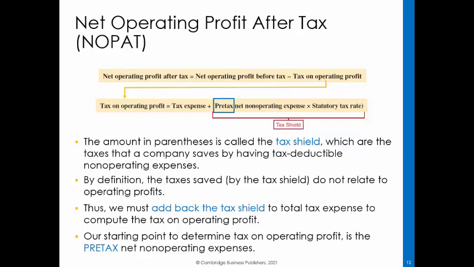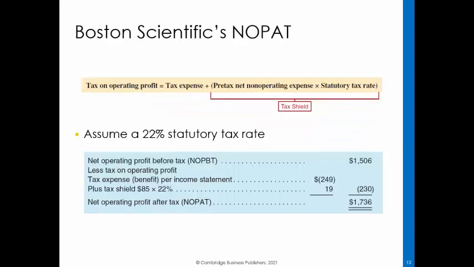It is important to note that for some companies with non-operating revenues and gains greater than non-operating expenses, the tax shield can be negative. A negative tax shield implies that the company is paying more tax than it would have paid if not for the additional non-operating income. We would add the negative tax shield to tax expense. This slide shows the calculation of Boston Scientific's net operating profit after tax. We start with the net operating profit before tax and subtract the tax expense or benefit per the income statement plus the tax shield to arrive at net operating profit after tax.